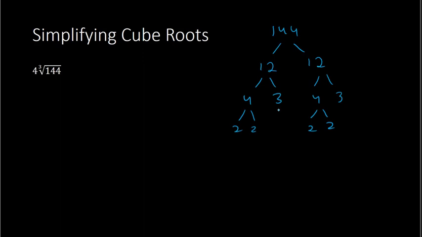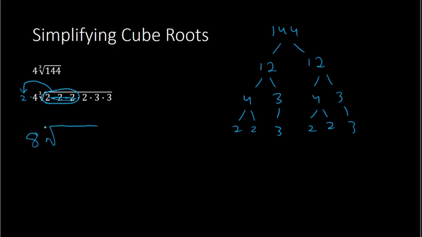So 144, I can think of that as 2, 2, 3, 2, 2, 3, all multiplied together. So I have 4 2's and 2 3's, which I can put inside of the radical. So 4 2's and 2 3's. Now to simplify, again, because this is a cube root, I'm trying to find groups of 3 things. Here we see a group of 3 2's. So I could pull out one 2 because I have one group. So these are now gone. On the outside, I have 2 times 4, which is 8. And then we have the cube root of, and then 2 times 3 times 3 gives me 18.